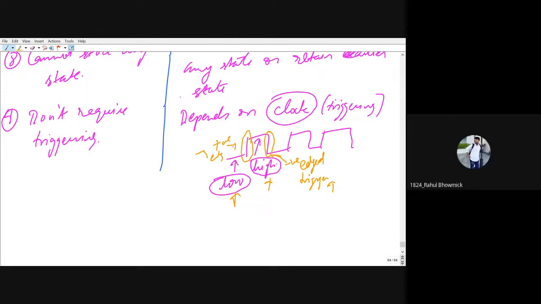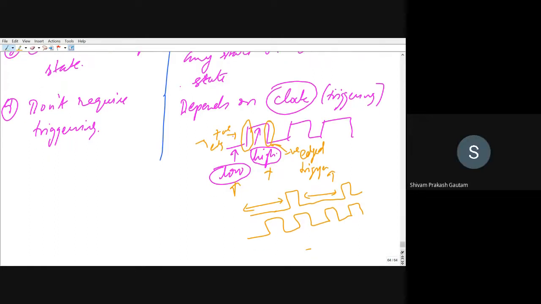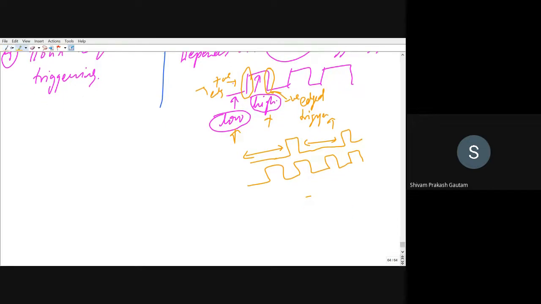So basically, triggering means to give a pulse, right? Pulse, yes, to activate the circuit. The pulse might have different duty cycles, or it can have the same width as well. So this width depends upon the user or engineer who is designing the circuit. This is the 9th difference.